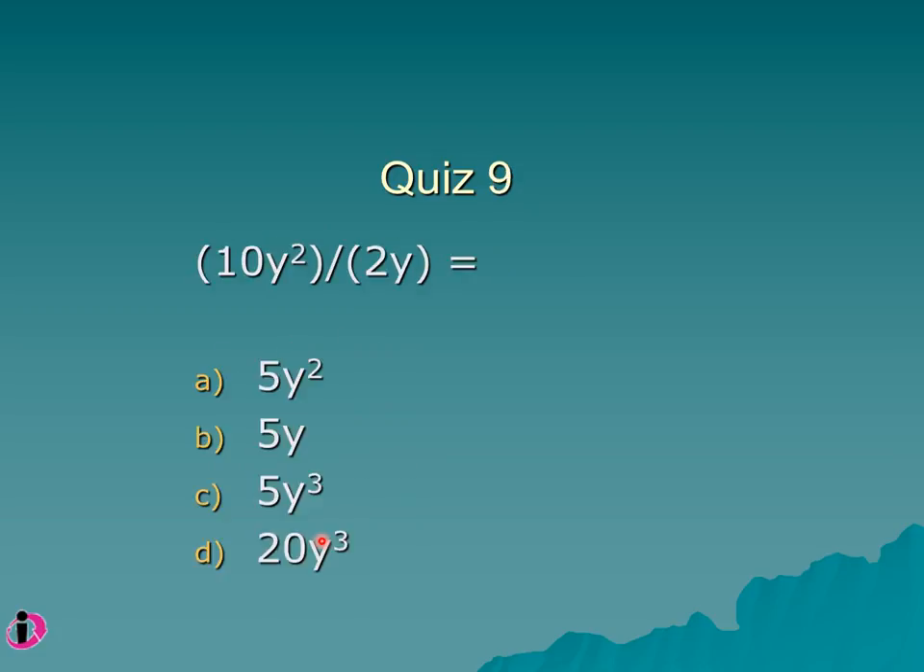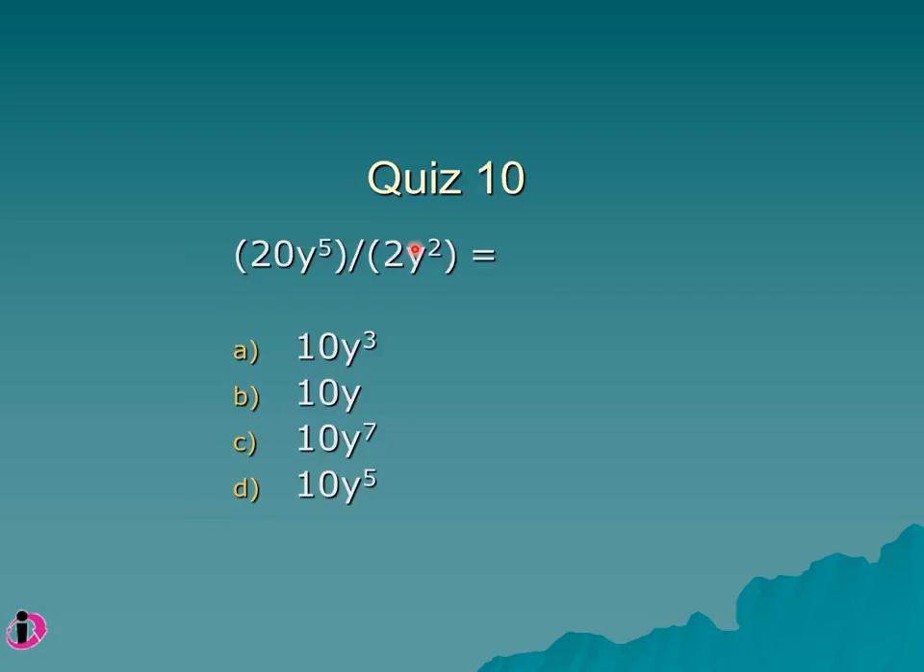Let's check another one. 10y squared divided by 2y. You divide the 10 by 2, then you get what? 5. You subtract the power, right? Because this is a division. In the numerator, your power is what? 2. Denominator, your power is 1. So you subtract 2 minus 1. Then you get y to the power 1, which is y. So the answer will be 5y. Right answer is B. Again, if you multiply, power gets added, right? If you divide, power gets subtracted.